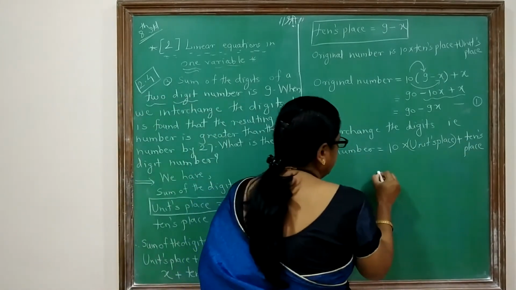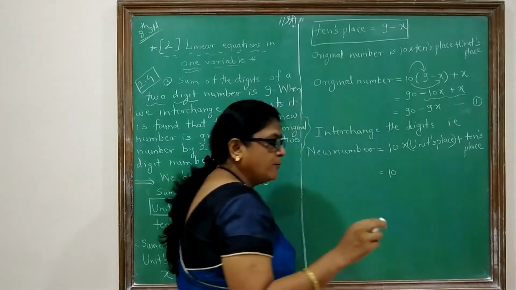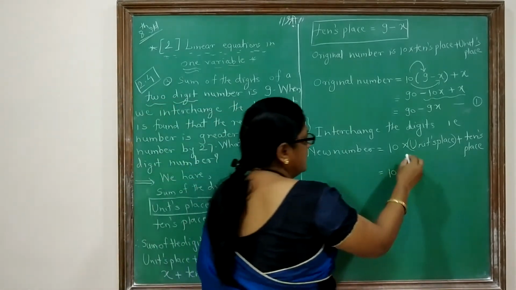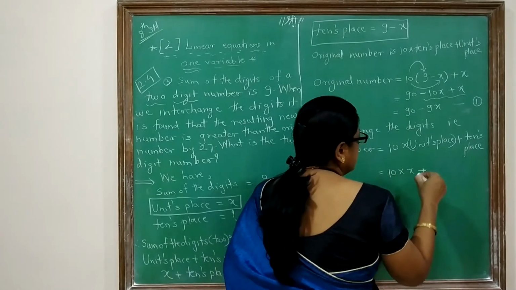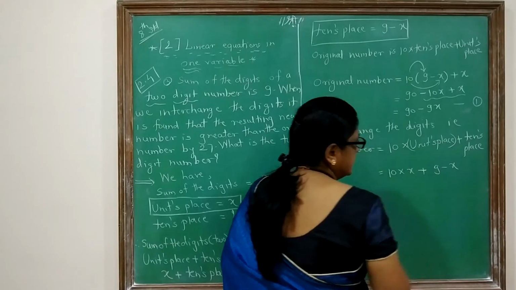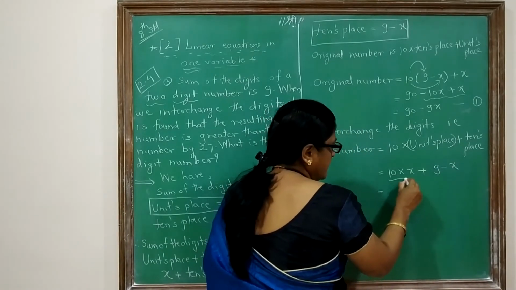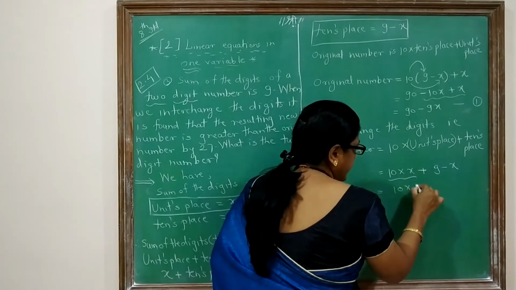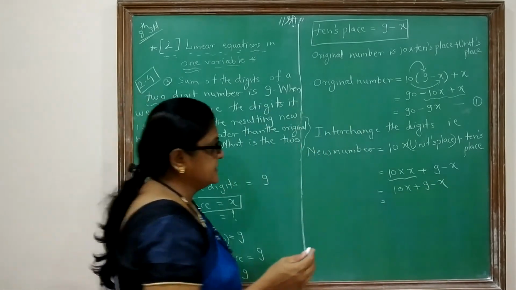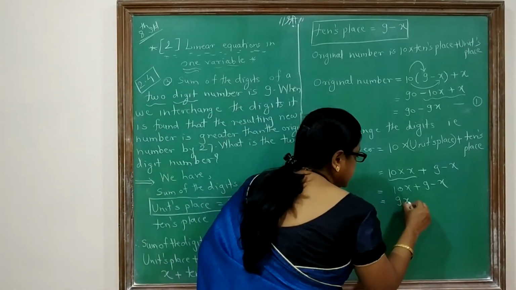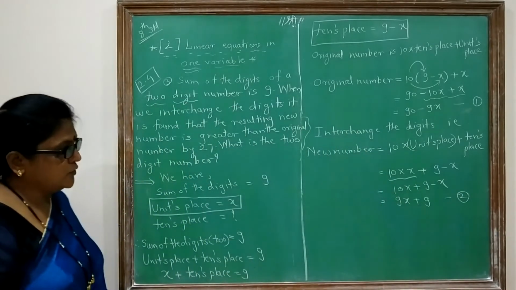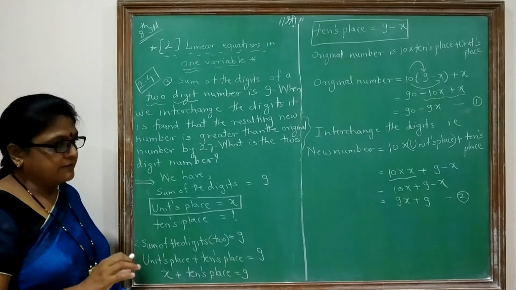Then you will put here the values. What is your units place? x. Then you will put here 10 into x plus. What is your tens place? Tens place is 9 minus x. Then here 10 into x, that is 10x plus 9 minus x. Then 10x minus x is what? 9x plus 9. And this is your equation number 2.